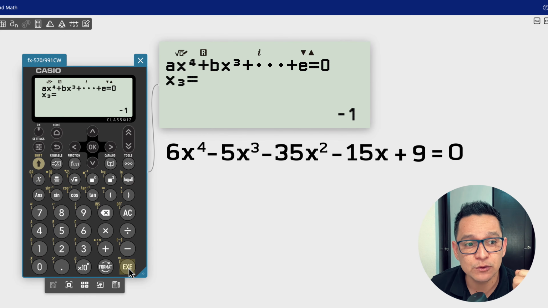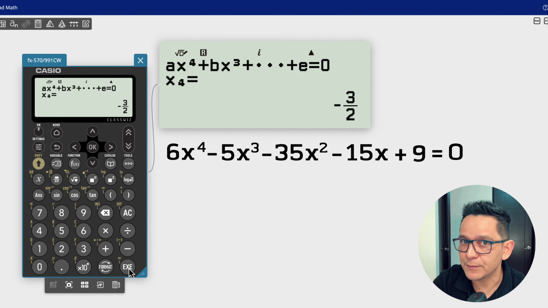We click on Run, and it's telling me that x equals minus 1, that's 3 now, and we click on Run again. It's saying x equals negative 3/2. So now we have our four solutions, and we were expecting there to be four solutions, right? In total, not necessarily all real.